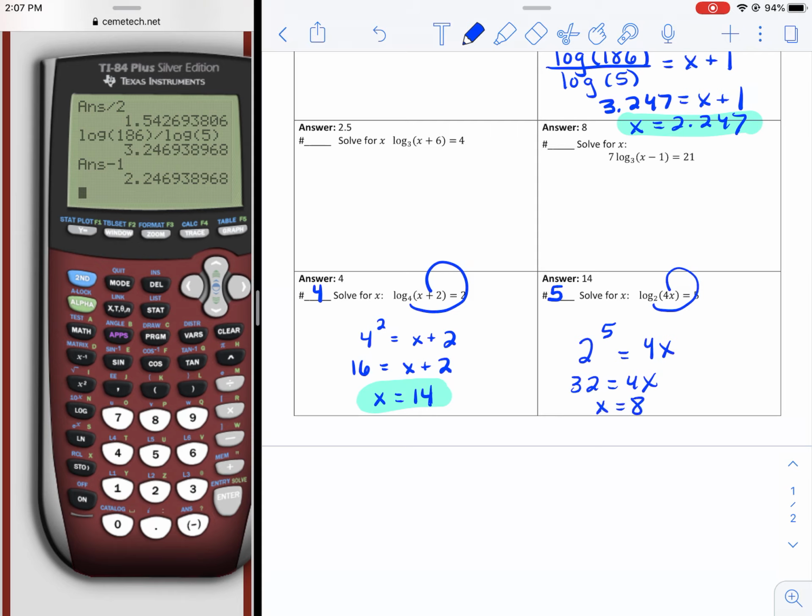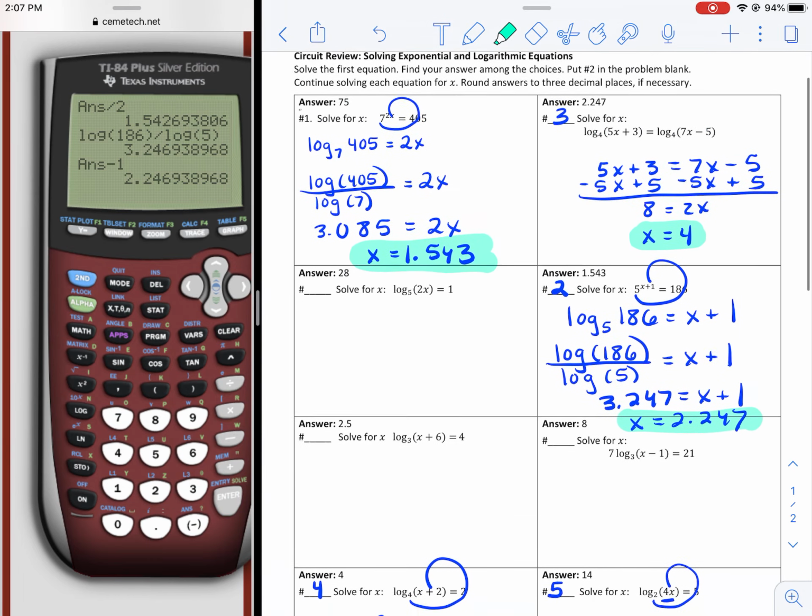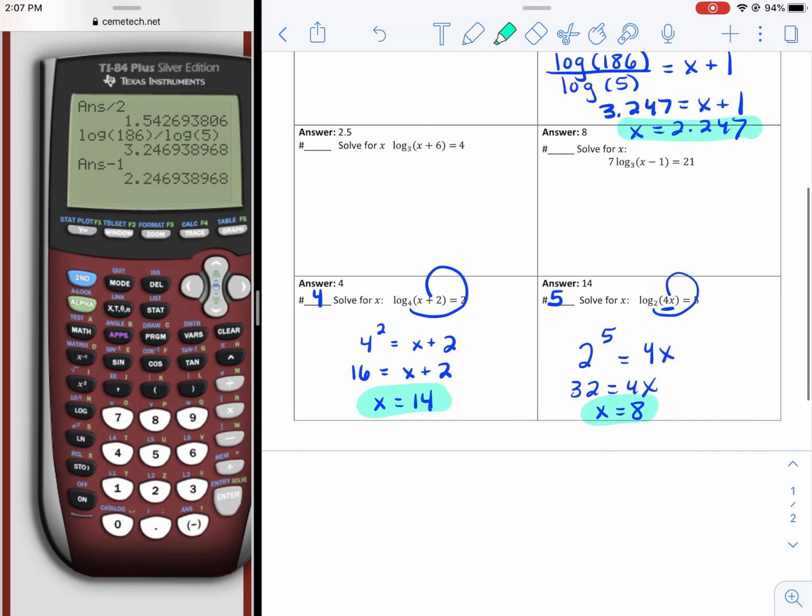We just have to make sure that if we put 8 in for x, we don't get a negative or a 0. Well, 4 times 8 is 32, so we're good. So this answer is just x equals 8, and so we look for x equals 8. And it's right here, so this is number 6.